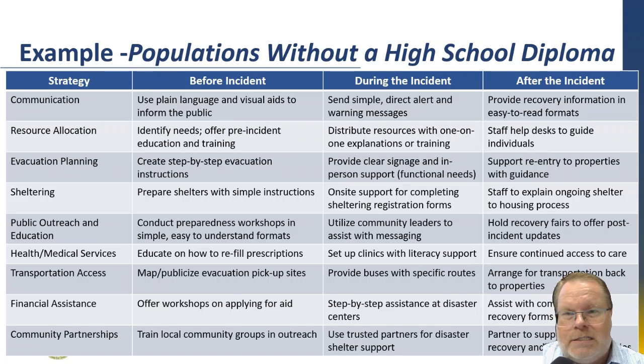For example, take this segment of the population, those without a high school diploma. Before, during, and after an incident, there are distinct strategies that can be developed for communication, resource allocation, evacuation, sheltering, public outreach and education, health and medical services, transportation access, financial assistance, as well as community partnerships. By addressing these, we can have better or more improved outcomes for each of these different 22 segments of the population that might be more adversely impacted.